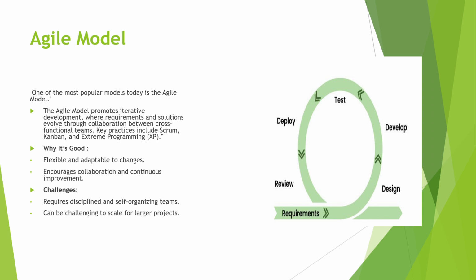Agile model. One of the most popular models today is the Agile model. The Agile model promotes iterative development where requirements and solutions evolve through collaboration between cross functional teams. Key practices include Scrum, Kanban, and extreme programming. Why it's good? It's flexible and adaptable to changes, and encourages collaboration and continuous improvement. Challenges faced by the agile model are that it requires discipline and self-organizing teams. It can be challenging to scale for larger projects.